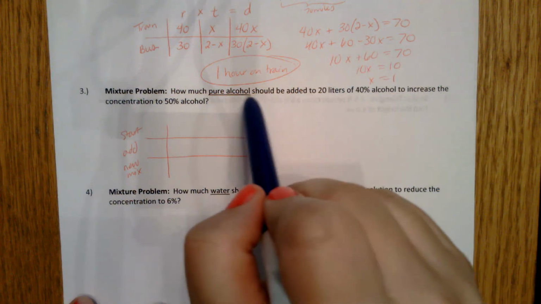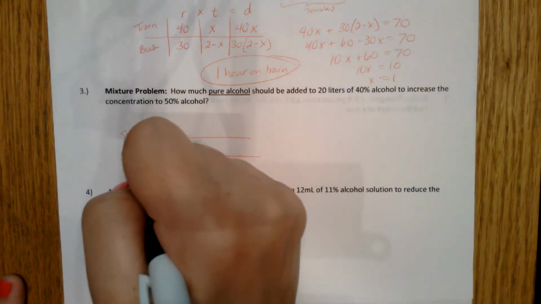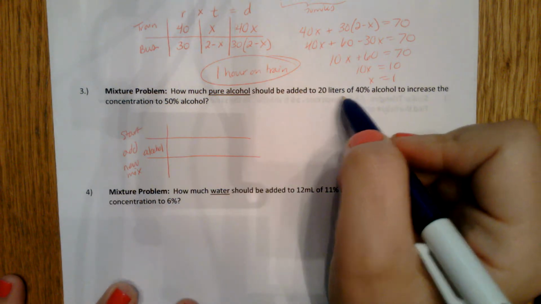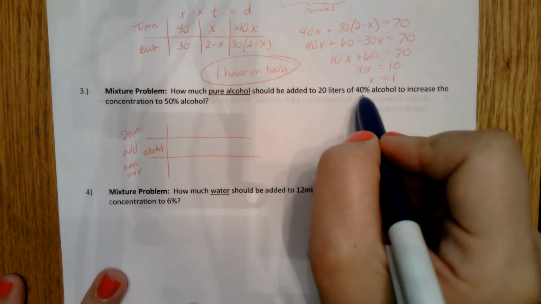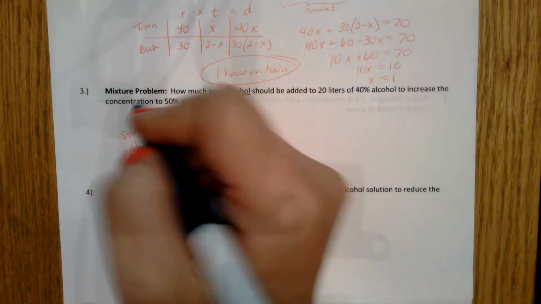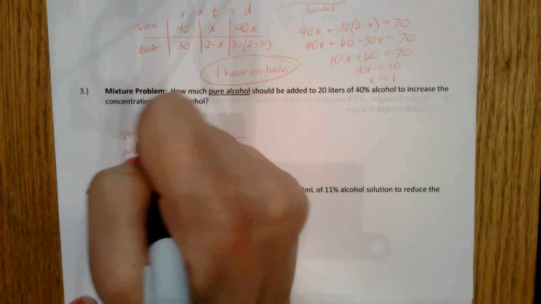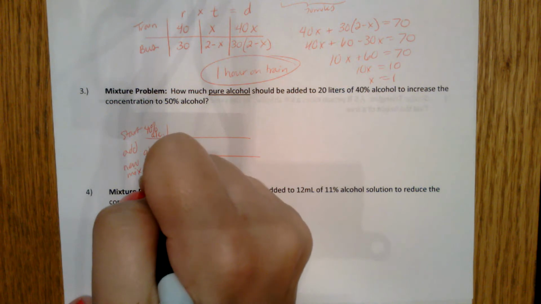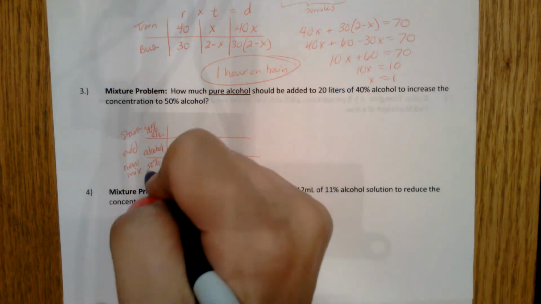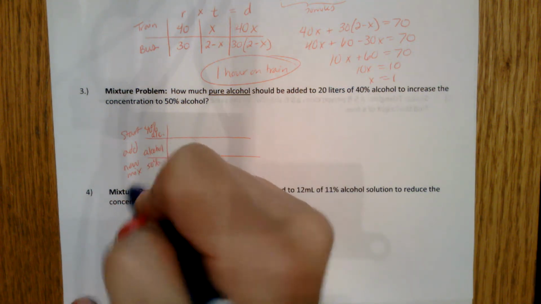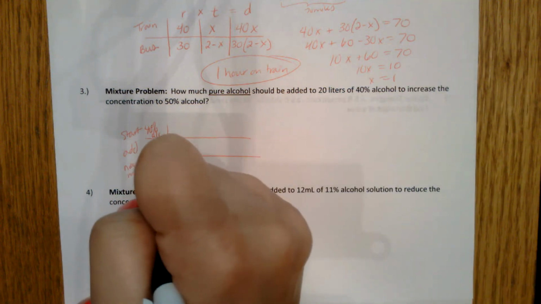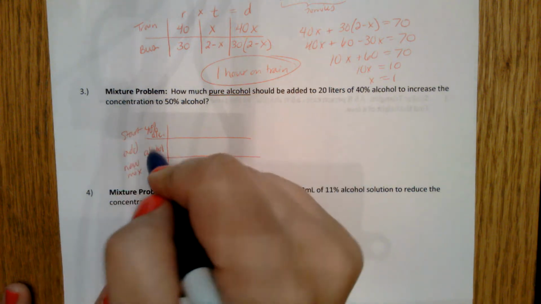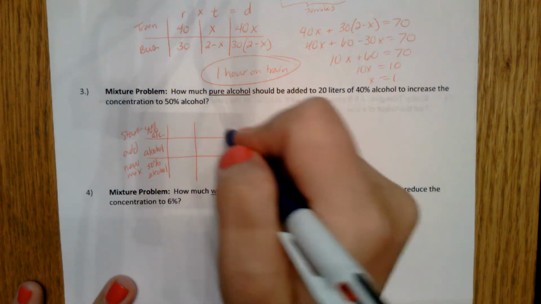So how much pure alcohol should be added? So we are adding alcohol. How much should be added to 20 liters of 40% alcohol? So we have this 40% alcohol solution, and we're going to increase it to a 50% alcohol, because when you add alcohol, it increases the alcohol aspect of it.